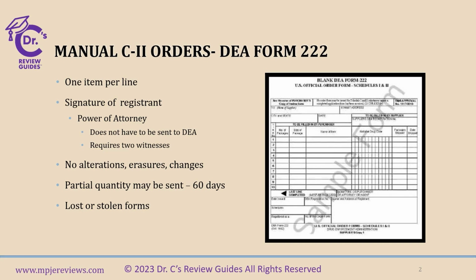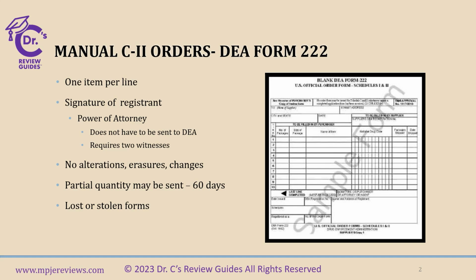There are lots of rules surrounding the DEA 222 form, such as it's only one item can be ordered on each line. So you fill out the form and you put what you want to order on each line. And at the bottom, you've got to put how many lines you filled in. You can't make any alterations or erasure marks on the form, otherwise it can't be filled.